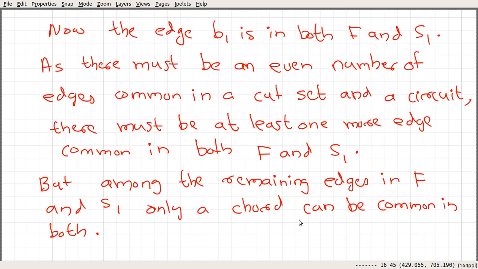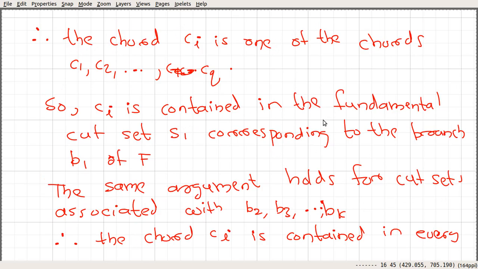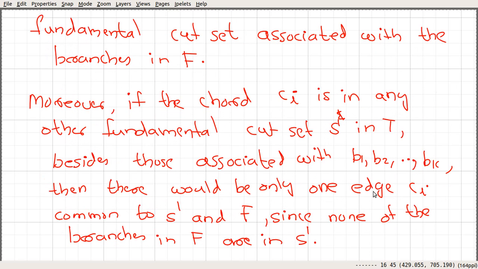There must be an even number of edges common in a cut set and a circuit. So here we have only one common edge Ci common to S dash and F, and the reason is that none of the branches in F are in S dash. So these B1, B2 up to Bk are not in S dash. But this is impossible, as there must be an even number of edges common in a circuit and a cut set.